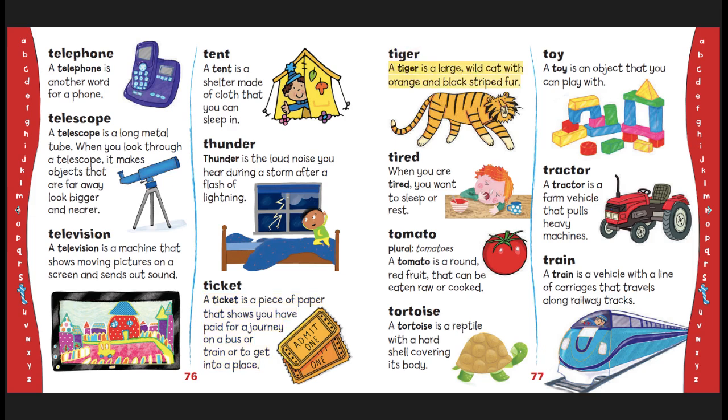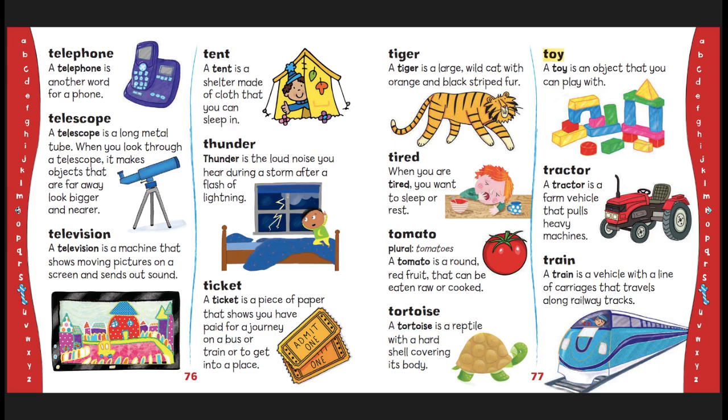Tiger. A tiger is a large wild cat with orange and black striped fur. Tired. When you are tired, you want to sleep or rest. Tomato, plural, tomatoes. A tomato is a round red fruit that can be eaten raw or cooked. Tortoise. A tortoise is a reptile with a hard shell covering its body.